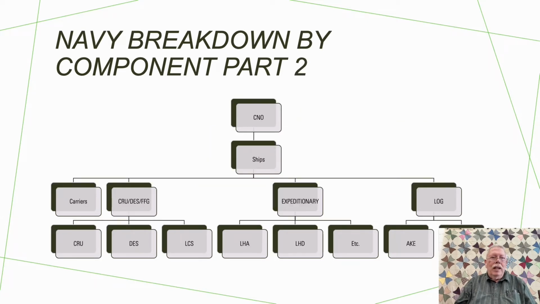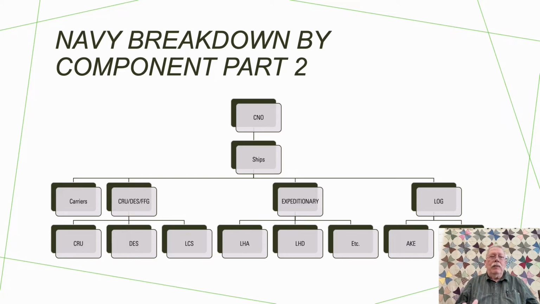Ships, and they break down into major classes. You have the carriers, the cruiser, destroyer, and frigates, the expeditionary ships, and logistics. And the one that's covered up by my smiling face in the lower right corner is other, which includes ships as small as patrol craft, which have a 6-man crew.